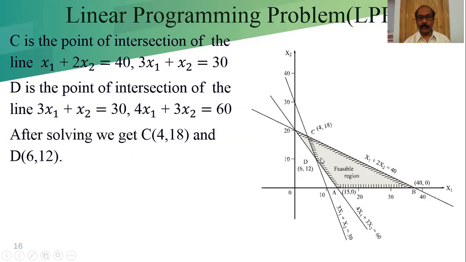As soon as we get these points, these 4 points, we can easily find the value of z at the 4 points. All the points within the feasible region are feasible solutions. Now the optimum solution will be found only at these 4 corner points, or extreme points. These 4 points A, B, C, D are known as the extreme points or corner points, from where we will get the optimum solution.